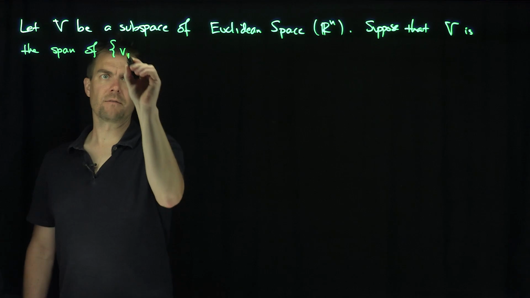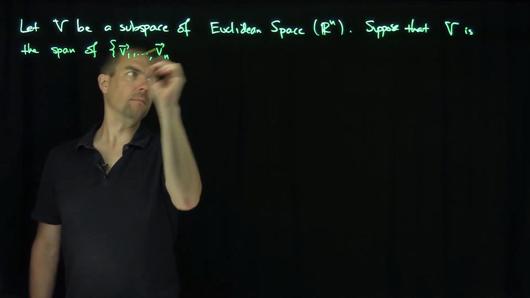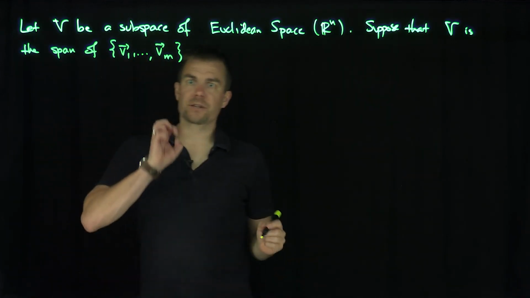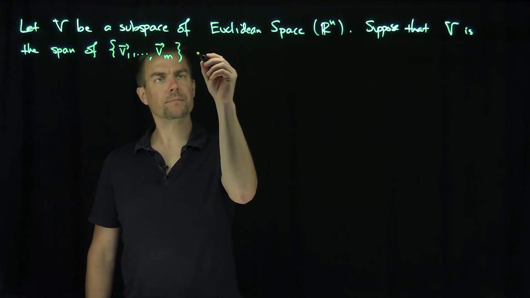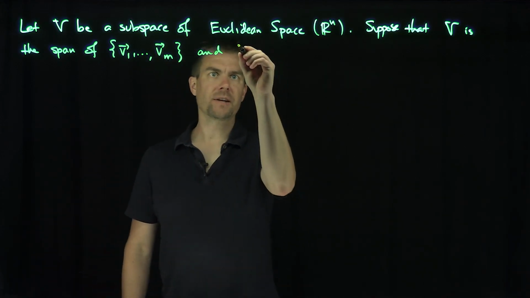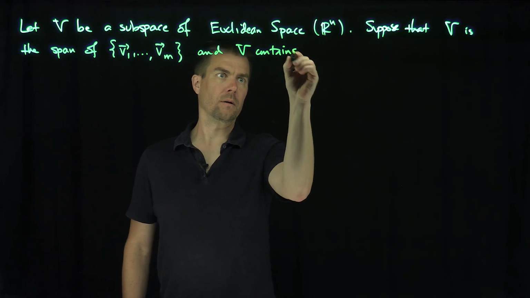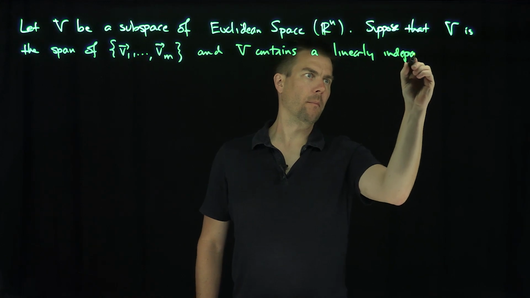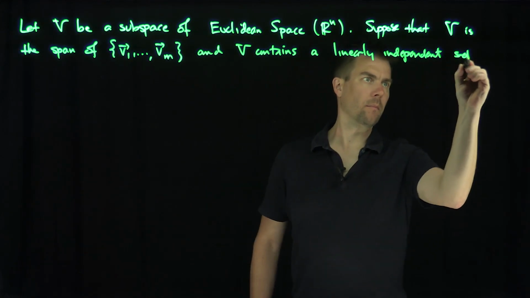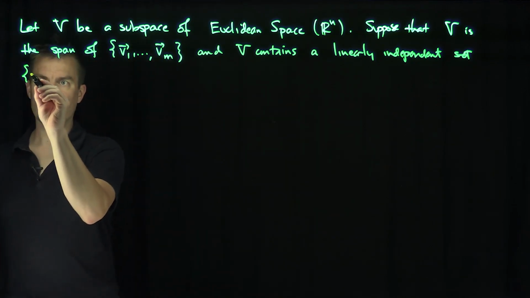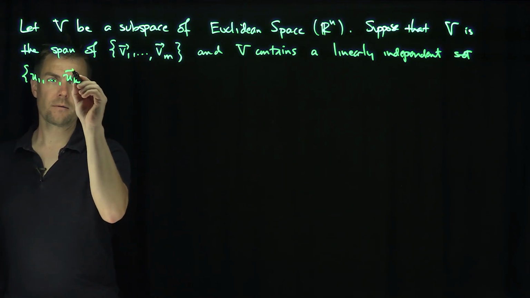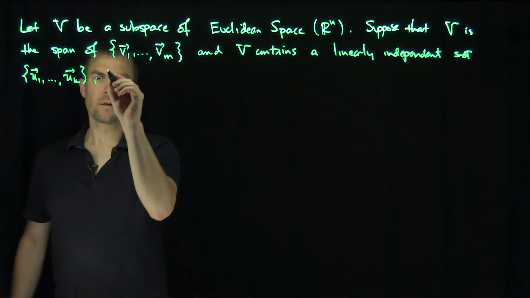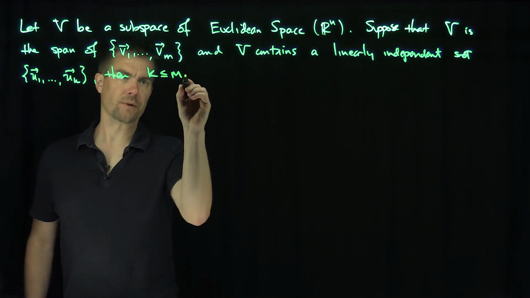of a collection, let's say v1 up to vn, or maybe we can call that vm, for example. So V is the span of these vectors. Moreover, suppose V contains a linearly independent set, let's call these u1 up to uk. It contains k of these vectors. Then it has to be the case that k is less than or equal to m.